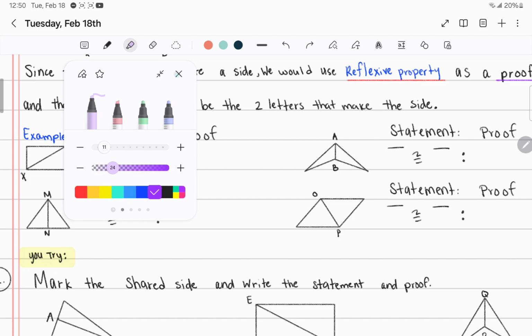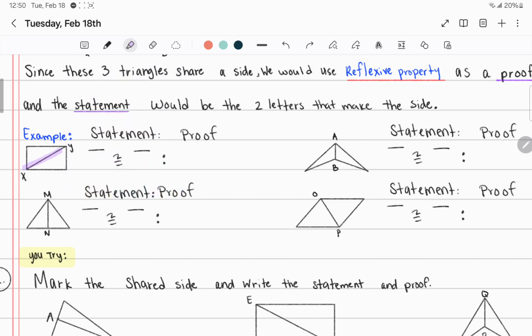You guys may not have a highlighter. If you do, you can highlight the shared side like this, or you can mark it with 3 sticks, which is what you will be doing on your test. So go ahead and mark this 1, 2, 3. That is your reflexive side. The two letters that make up this side are X and Y. So your statement will be XY is congruent to XY. Do you guys notice that it repeats the same thing?